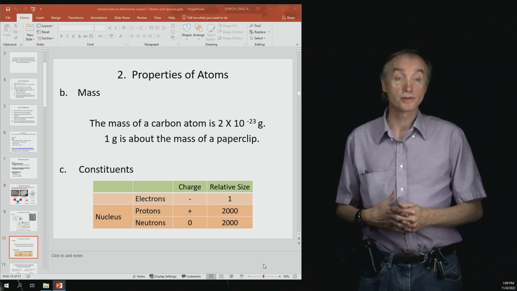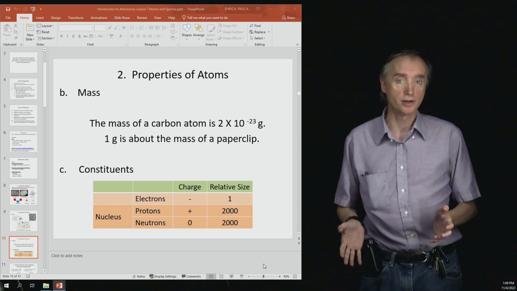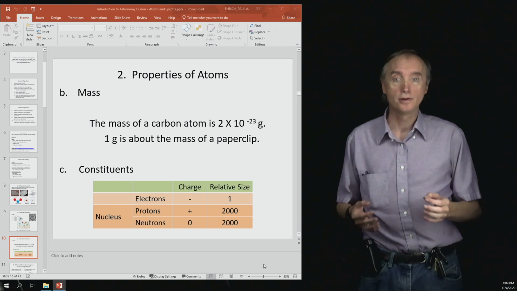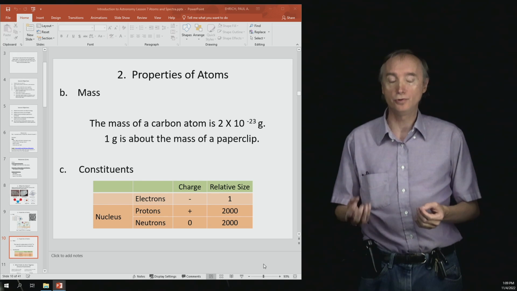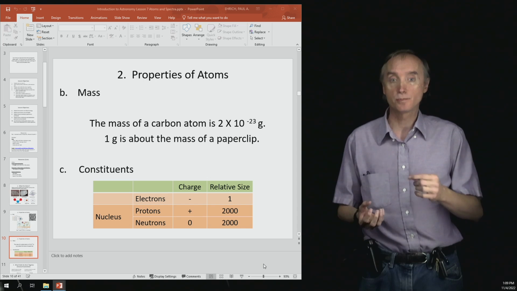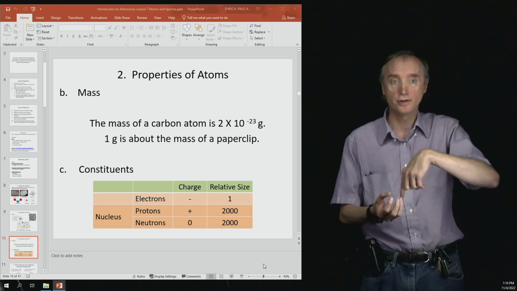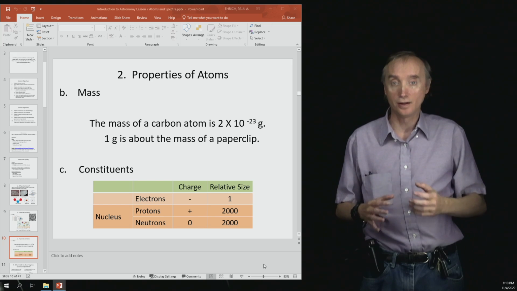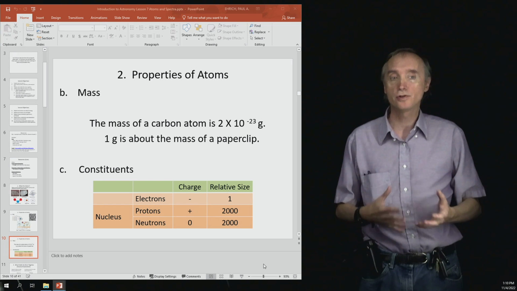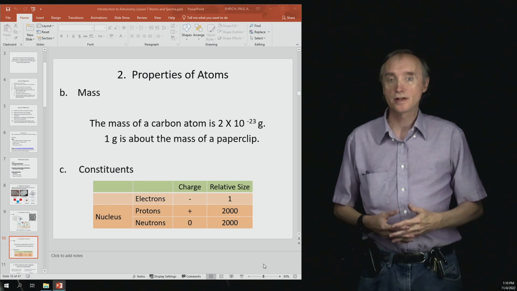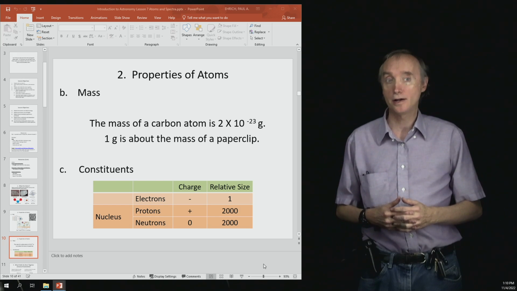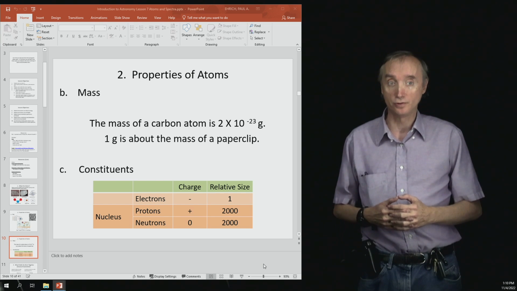The constituents. So everybody ought to know this, that the atom is composed of a nucleus, which contains protons and neutrons, and then in orbit around it are going to be the electrons, and you should know the charge. So electrons have a negative charge, protons have a positive charge, and then neutrons are electrically neutral.